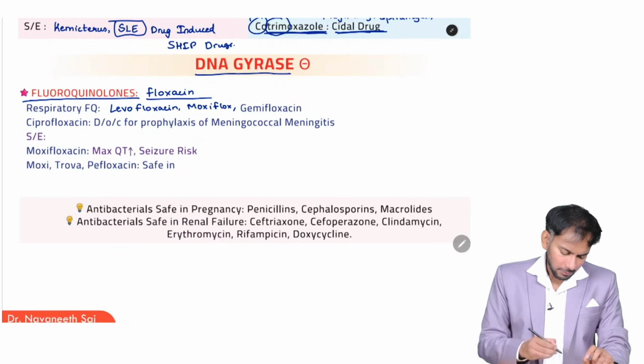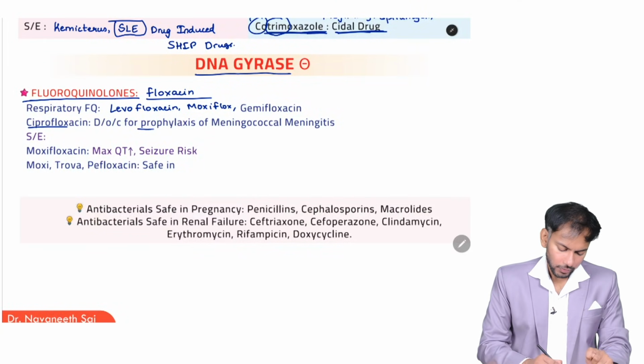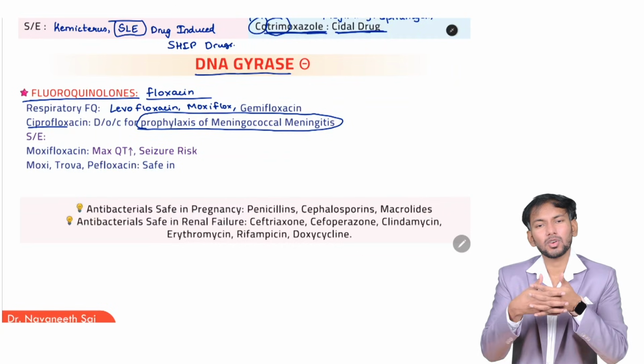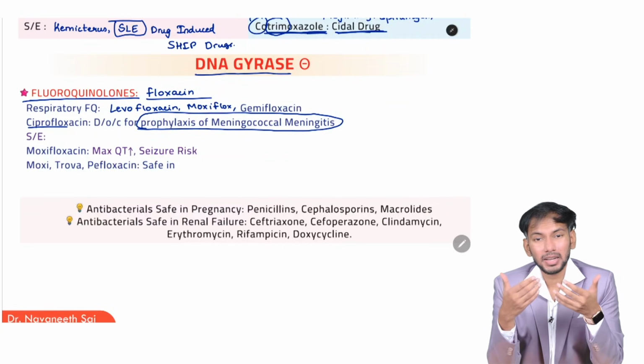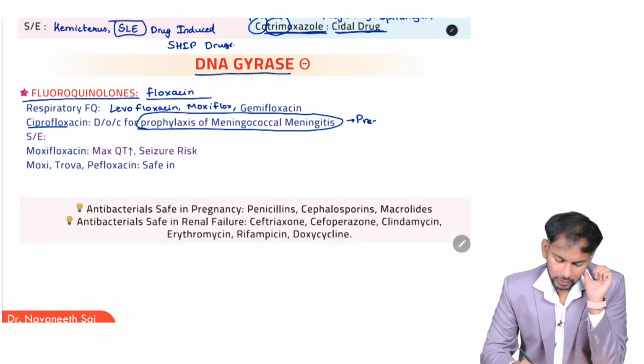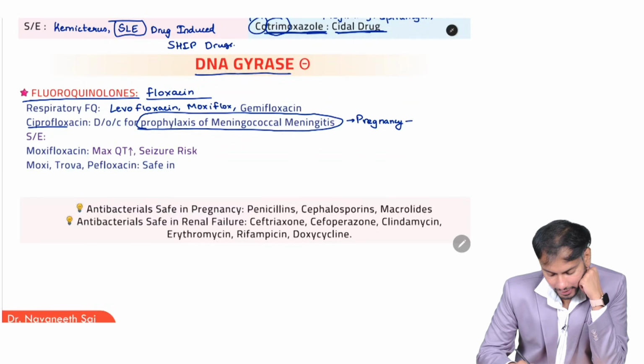Okay. Now, ciprofloxacin is the drug of choice for prophylaxis of meningococcal meningitis. What is the drug of choice for empirical treatment? Empirical treatment is ceftriaxone. But in pregnancy, you cannot give ciprofloxacin because it is contraindicated. So, again in pregnancy, you will give ceftriaxone even for prophylaxis.